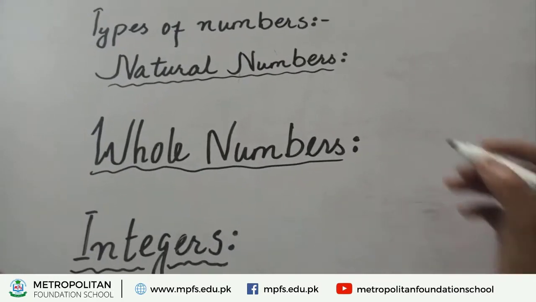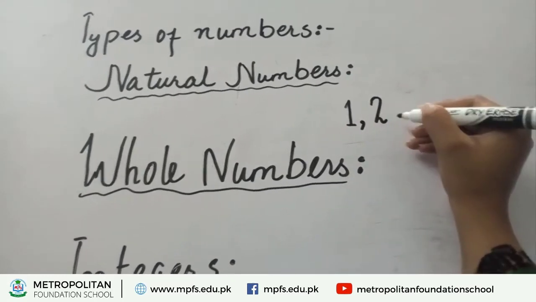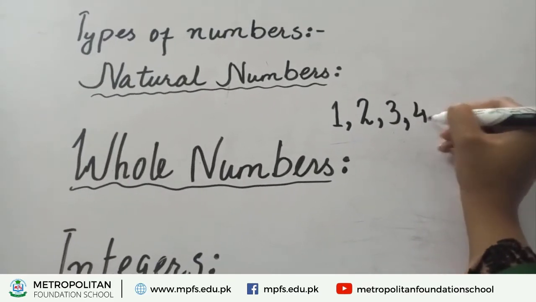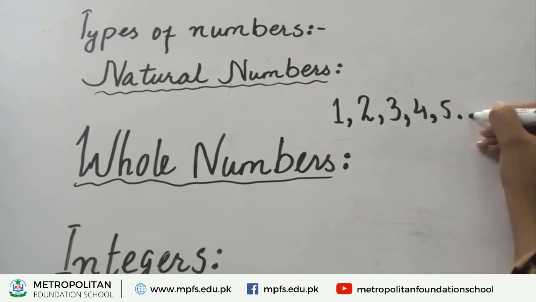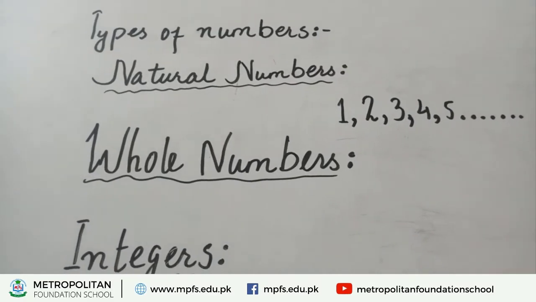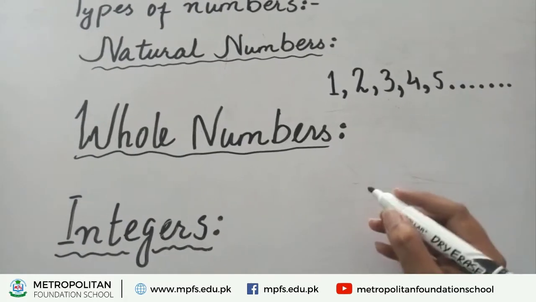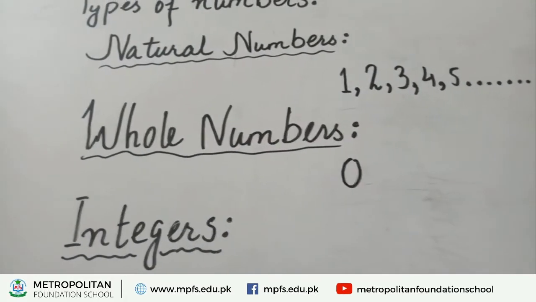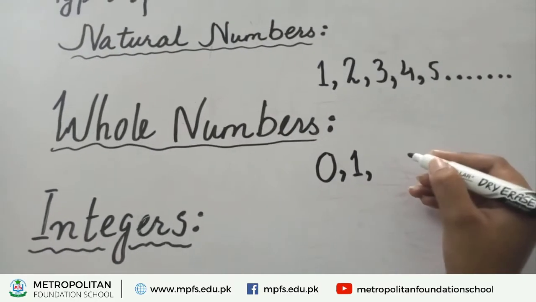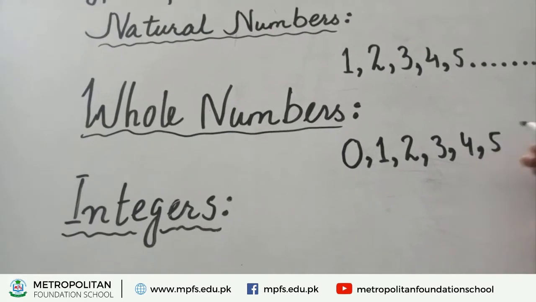Natural numbers are 1, 2, 3, 4, 5 and so on. So on means it continues infinitely. Now I am moving towards whole numbers. Whole numbers are those numbers which start with 0. Whole numbers start with 0, 0, 1, 2, 3, 4, 5 and so on.